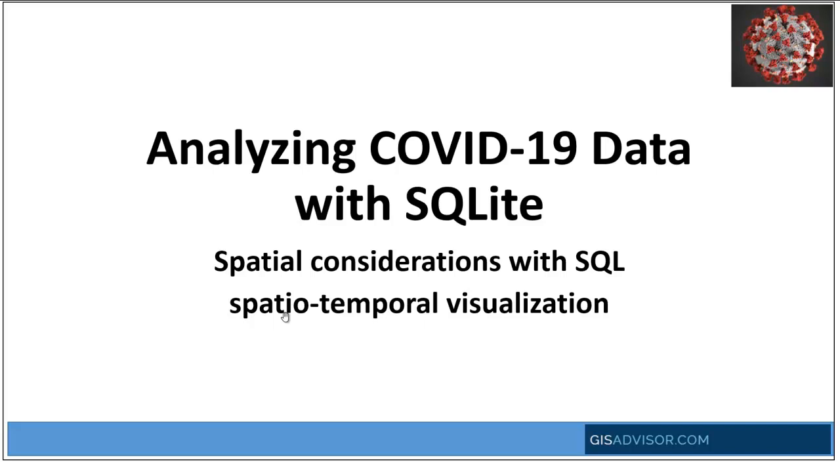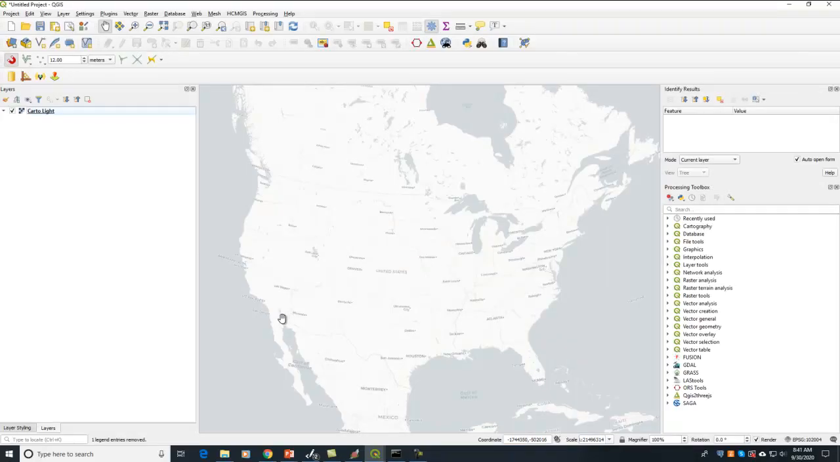For this video I want to do something a little different in terms of analyzing COVID-19 data with SQLite. We're starting to look at the spatial considerations, and what I want to do now is exploit a benefit of QGIS that allows us to perform spatial and temporal visualization of the COVID-19 data. To do this, I've brought in a little backdrop image in the Lambert coordinate system. You can see that here, EPSG 102004.